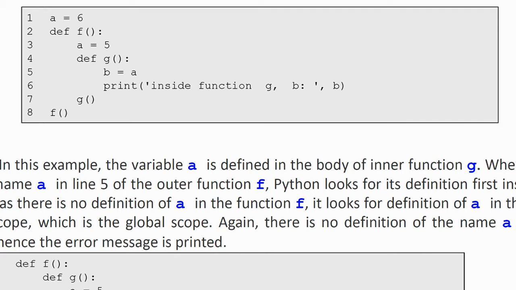5. Yes. So 5 is the enclosing scope. Now 6 is global, 5 is enclosing, and locally it is defined b is equal to a. So the value of b is also 5 here, because it will access the enclosing value first, since inside g there is no specified value of a. So a will be sourced from enclosing. Enclosing means a is equal to 5. So it will print 5.